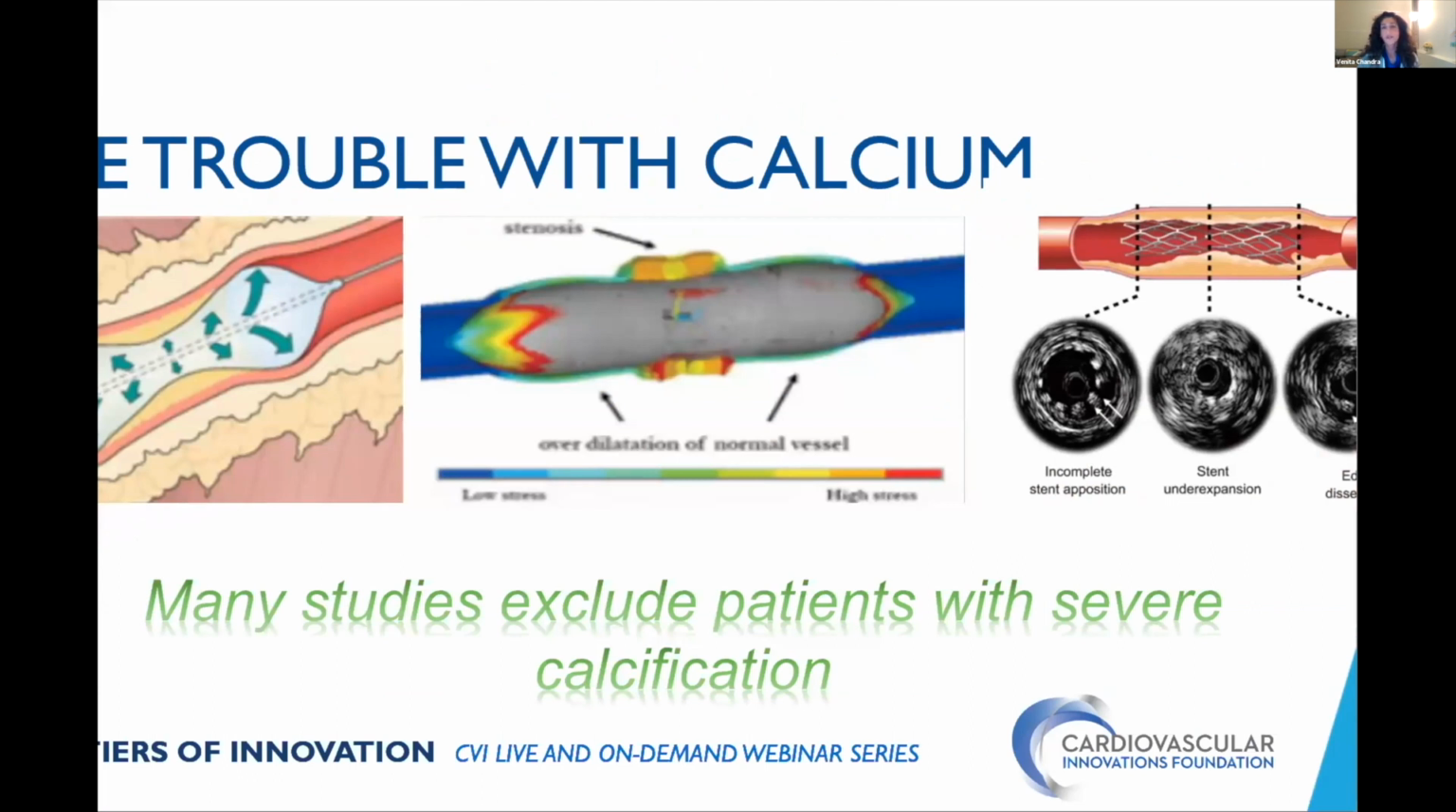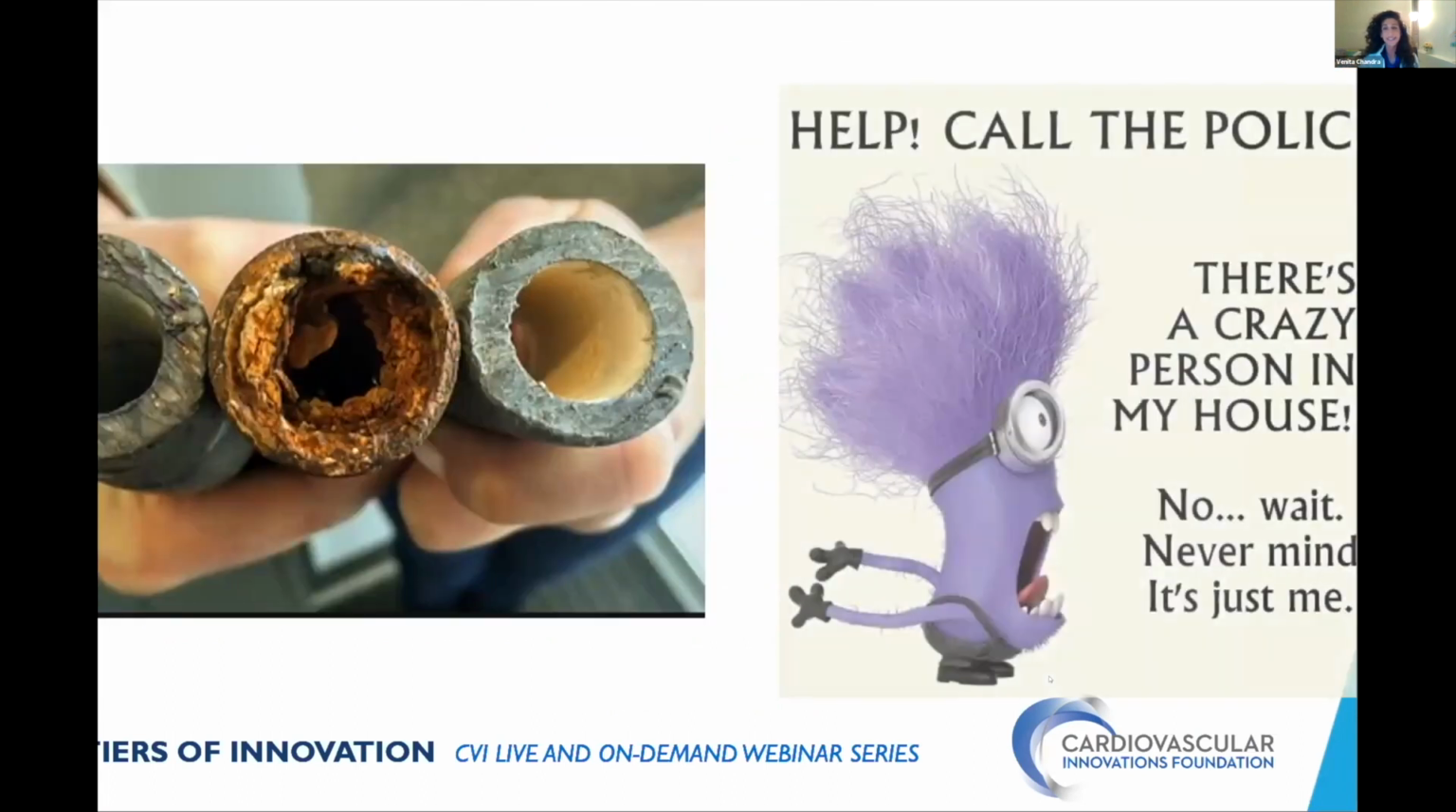We already know what the trouble with calcium is, right? There's a million of them: overdilation in certain areas, underdilation in certain areas, incomplete stent apposition. Bottom line is these are the hardest of the hard, forgive my pun, and most often excluded from most studies, except of course the REALITY study and a few others which have already been discussed today. Yet many of us just keep operating and treating these patients with the proverbial lead pipes over and over.